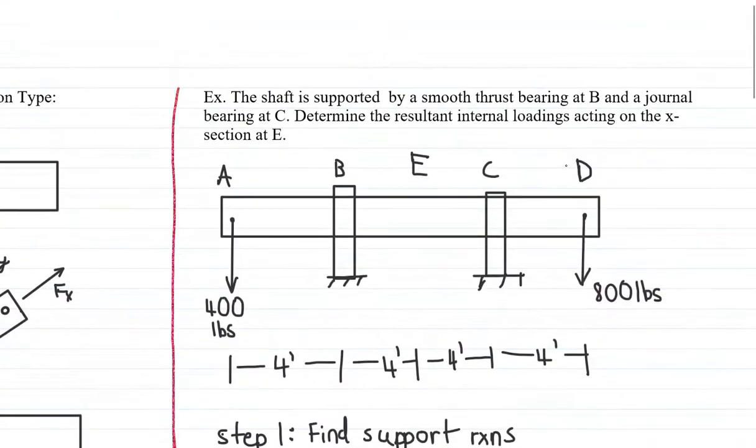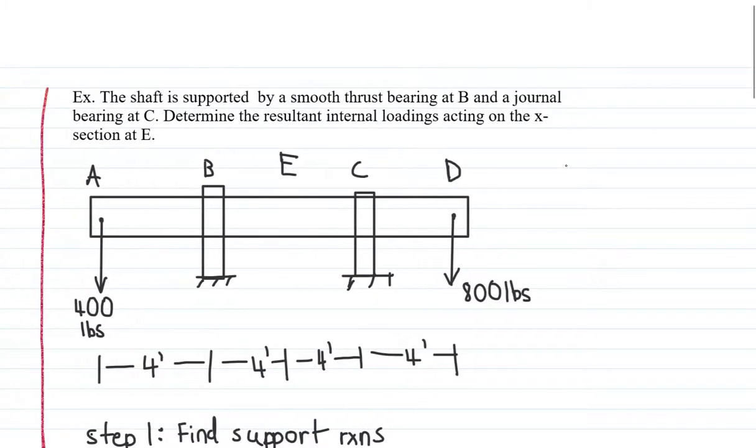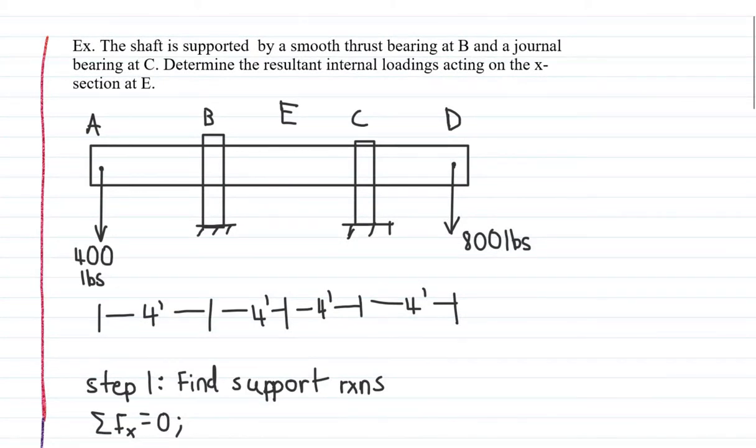And for our sample question today, it will be: the shaft is supported by a smooth thrust bearing at B and a journal bearing at C. Determine the resultant internal loading acting on the cross-section at E. So what we want to find is the forces acting at the cross-section at E.